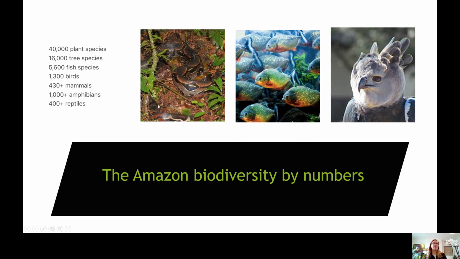So here are some statistics, some numbers showing you biodiversity in the Amazon rainforest. 40,000 plant species, 16,000 tree species, over 5,000 fish species, over 1,000 bird species, over 400 different types of mammal species, over 1,000 amphibians. So amphibians are animals that live both on land and in water, and over 400 reptiles. Which of these pictures shows a reptile? Point to it now. Yes, it's this snake, which is a reptile.